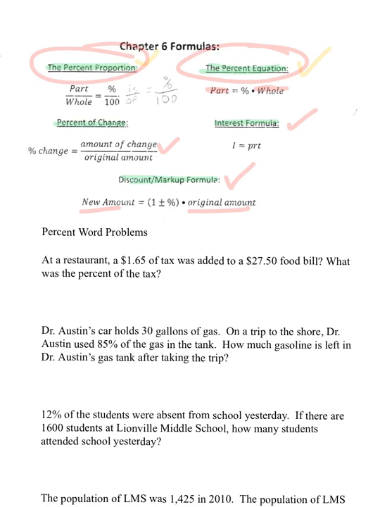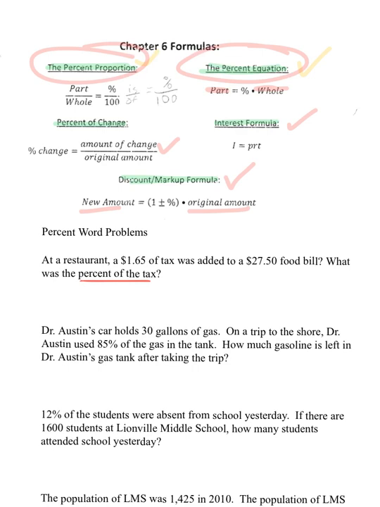So when you're doing these, the first thing you want to do is read that problem and see what is it asking me to find and which formula does that fit with. It says at a restaurant, $1.65 tax was added to a $27.50 food bill. What is the percent of tax? So we're looking for a percent of something. This one is going to be your part to whole.